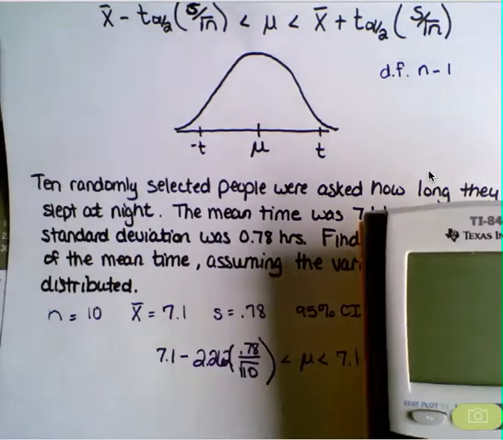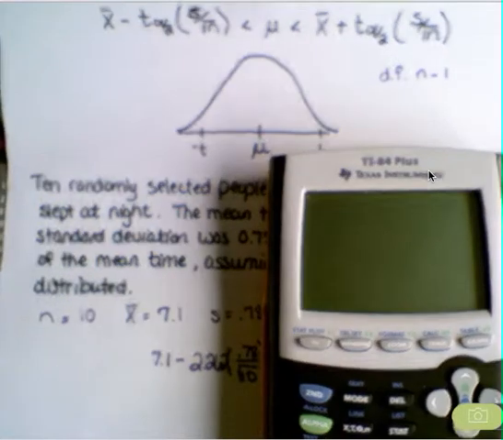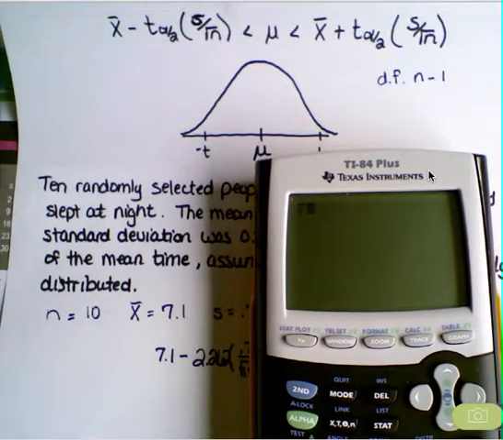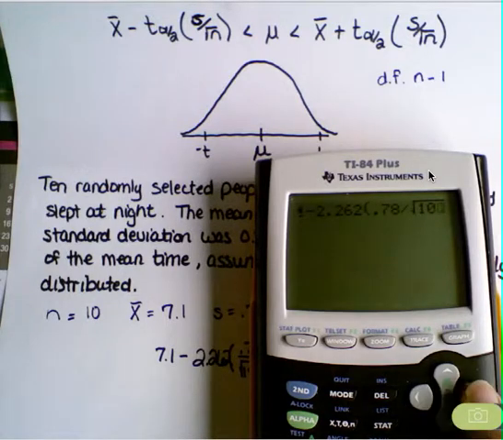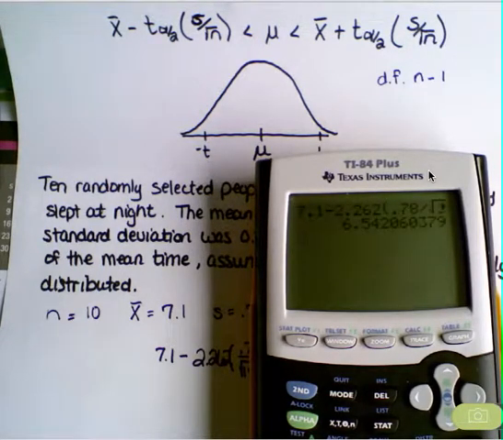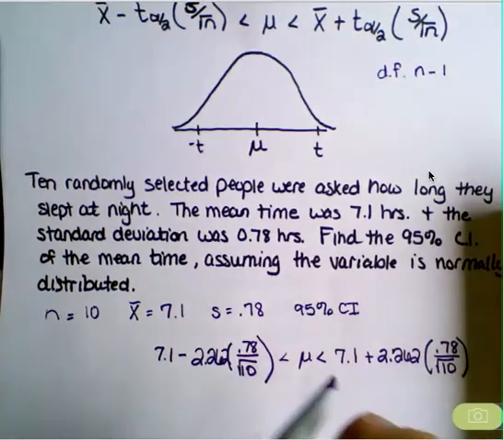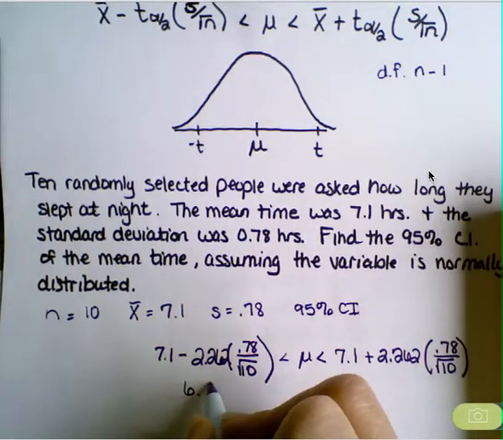Looking at the graphing calculator here, we will type in 7.1 minus 2.262 times, in parentheses, 0.78 divided by the square root of 10, giving me an answer of 6.54. So that's the lower range: 6.54 hours.